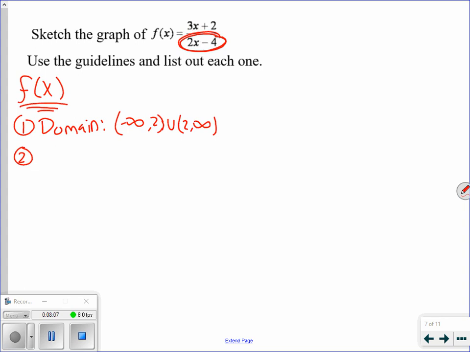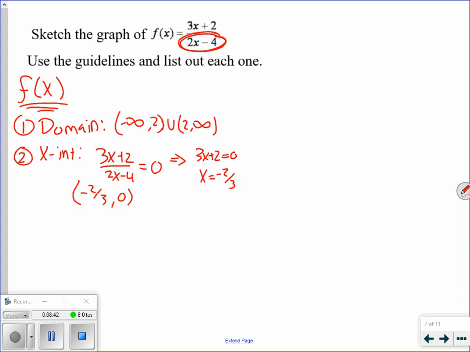Number 2, let's just for practice find the x and y intercepts. Sometimes that's helpful when graphing these functions. So remember how x-intercept works. X-intercept is where it crosses the x-axis, so it's where y is equal to 0. 3x plus 2 over 2x minus 4 equals 0. And remember, that's just where the top equals 0. So 3x plus 2 equals 0, or x equals negative 2/3. Okay? So we have my x-intercept at negative 2/3, comma 0.